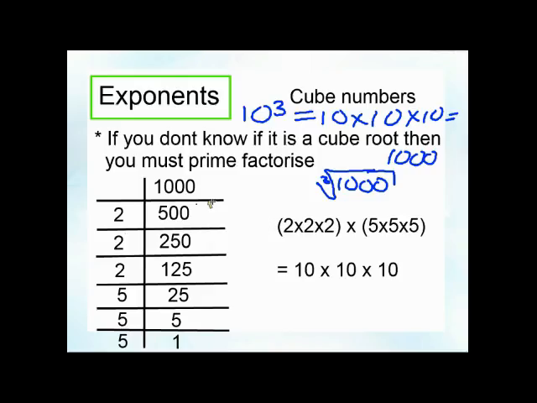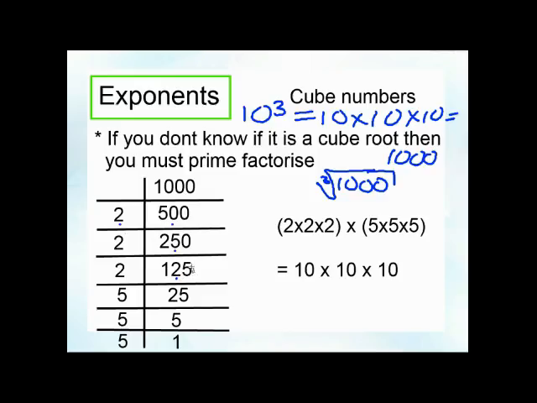Now, once again, how do we prime factorize? We take the big number and start dividing it by the first prime, which is 2. 1,000 divided by 2 gives us 500. 500 divided by 2 gives us 250. 250 divided by 2 gives us 125. Can 2 go in there? No. Can 3 go into 125? No.